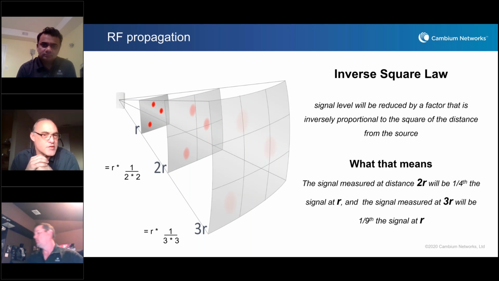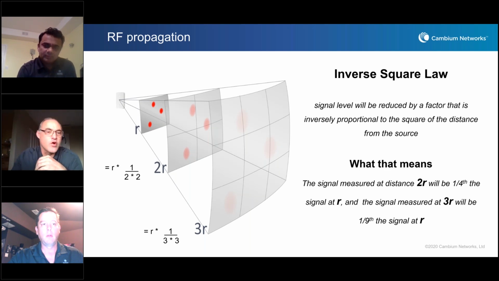As your distance doubles, you see how it happened there? As the distance doubled, the power level became 1/4 the power. As the distance goes up by 3 times, the power level is now 1/9 of the original power level. And it goes on and on. At 4R, what would 4 times 4 be? 16. So at 4R, the power level is 1/16 of the original power. So this is called the inverse square law. RF propagation is all based upon this law.